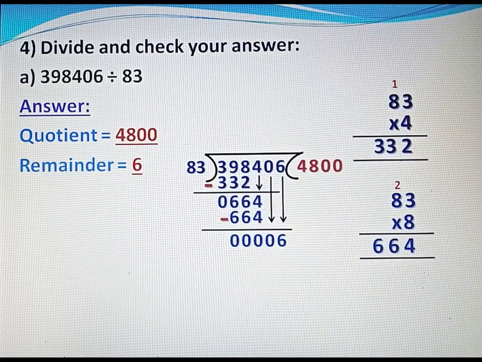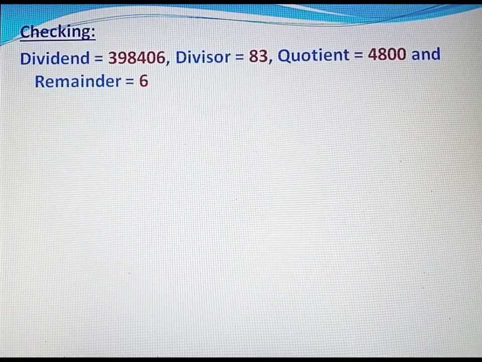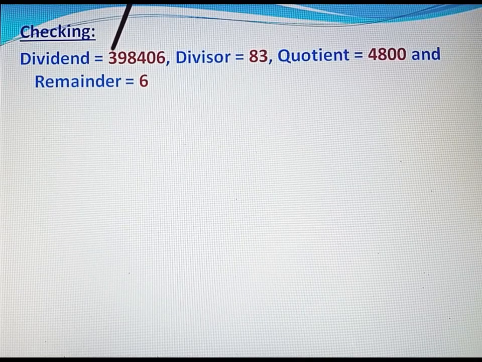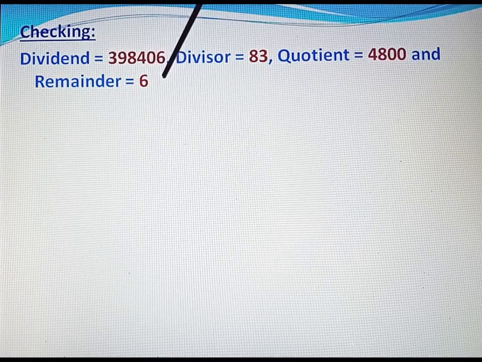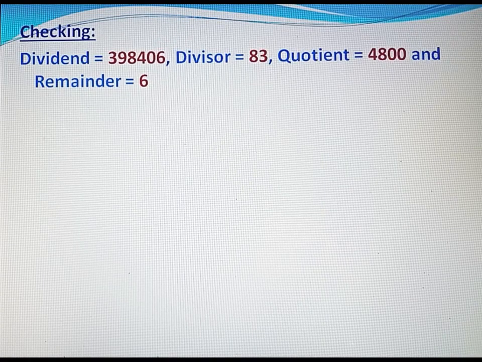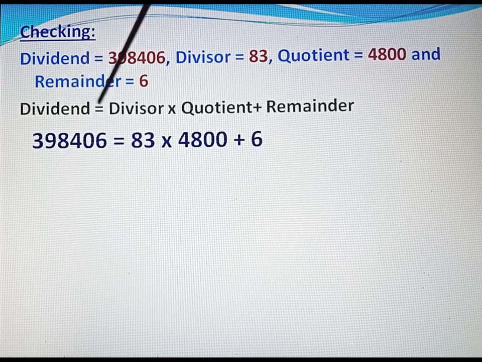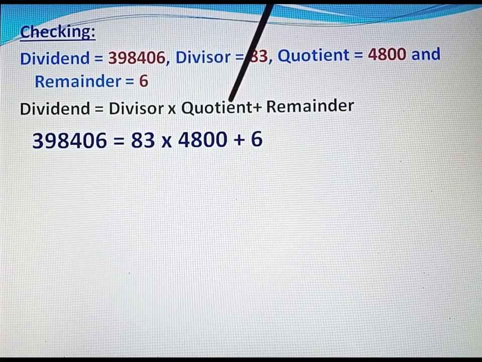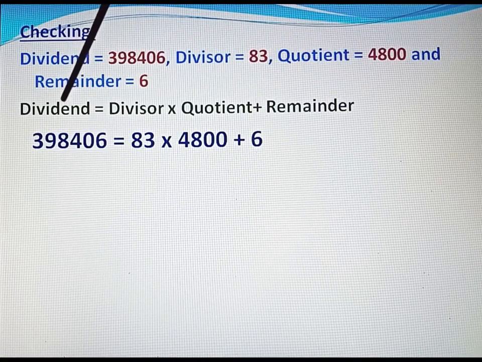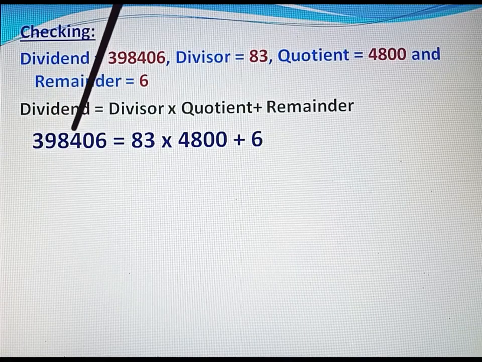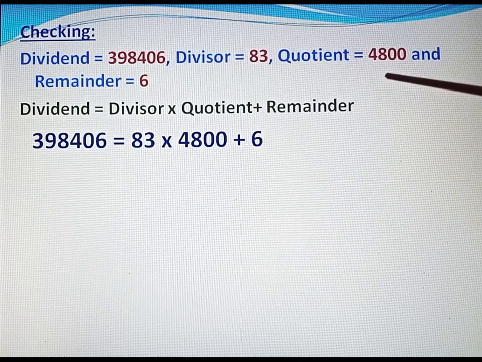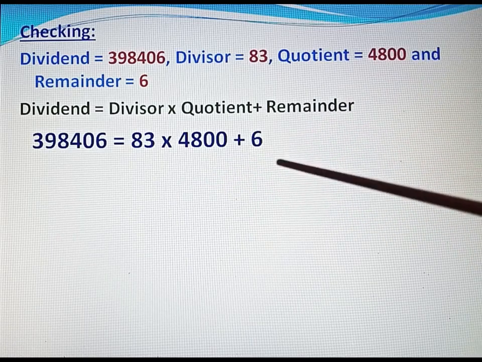Now we will check our answer. Here dividend equal 3,98,406, divisor equal 83, quotient equal 4800 and remainder equal 6. Now we will write the formula. Dividend equal divisor multiply quotient plus remainder. 3,98,406 equal divisor 83 multiply quotient 4800 plus remainder 6.